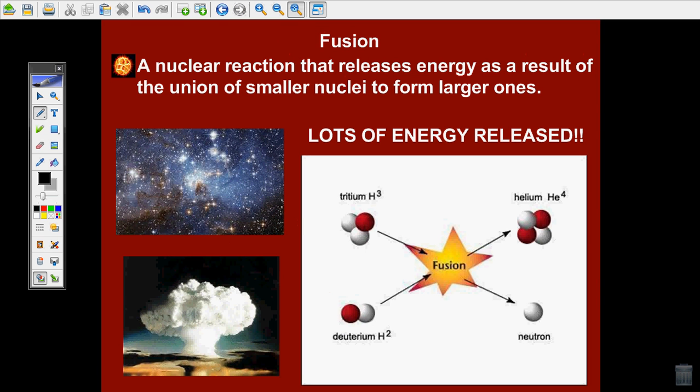Now with fusion, you get the same huge energy release as a result of the union of smaller nuclei to form larger ones. You get a ton of energy, way more than you do with fission. But unfortunately, we have not perfected this technique yet. It's very hard. Even though we've got lots of lighter nuclei available to us, we haven't perfected the technique yet. So this is how stars are made, by fusion. And the only time we can get fusion to work is with bombs.